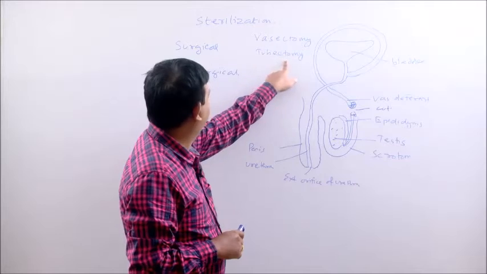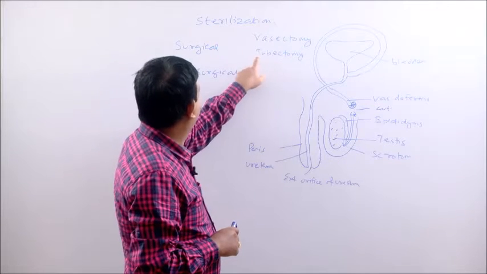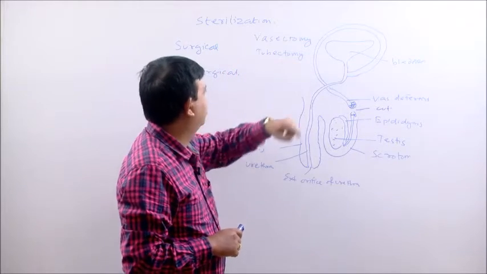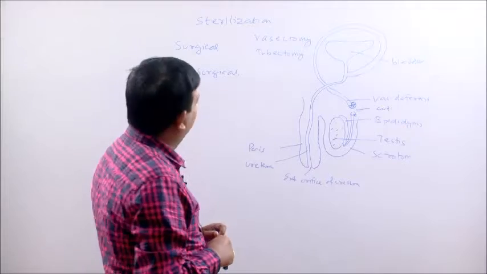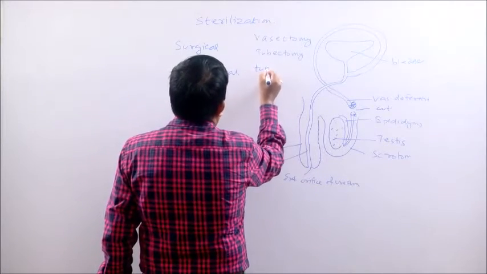Then the second process, in female, the surgical sterilization procedure in case of female is tubectomy. Tubectomy, otherwise known as tubal ligation.